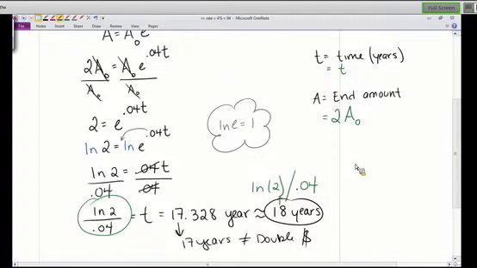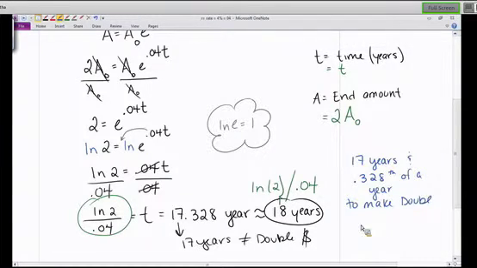Okay, so just to be clear, it's going to take 17 years and 0.328 of a year to make double your money. That's more than 17 years, which means this has to change to 18 years. They're asking for the nearest whole year. They don't want it represented in decimals.